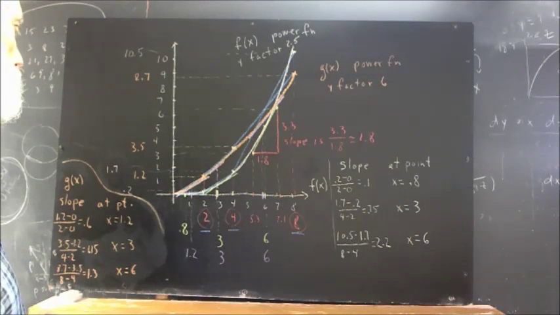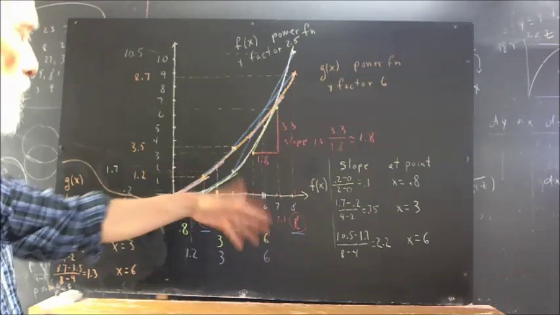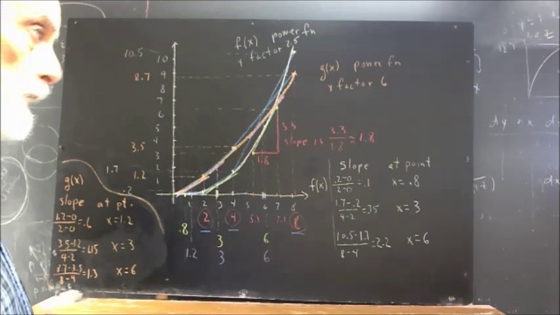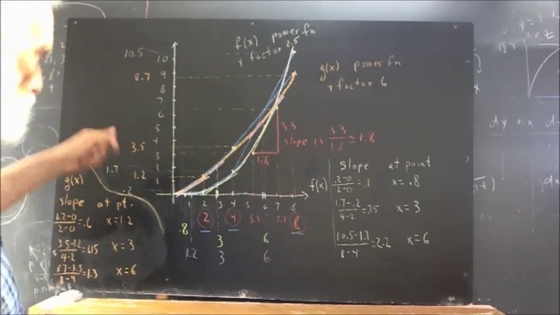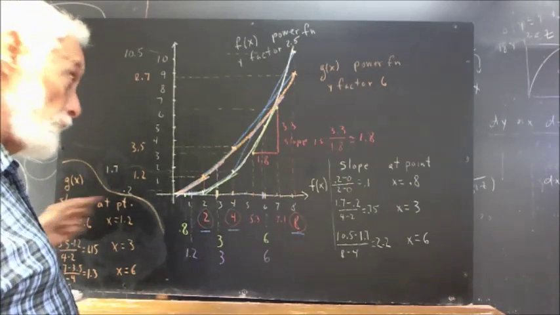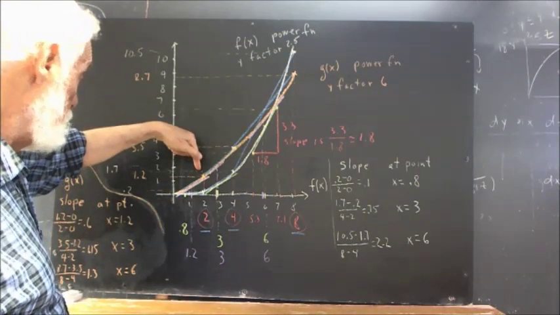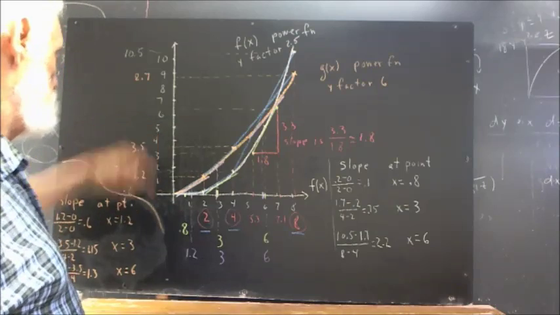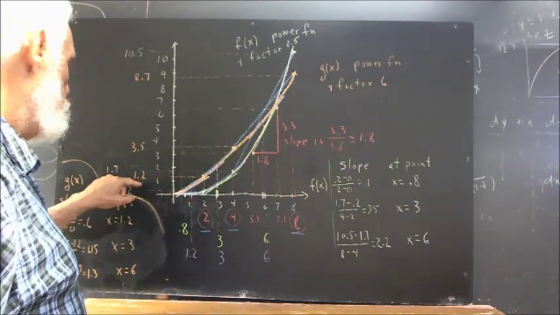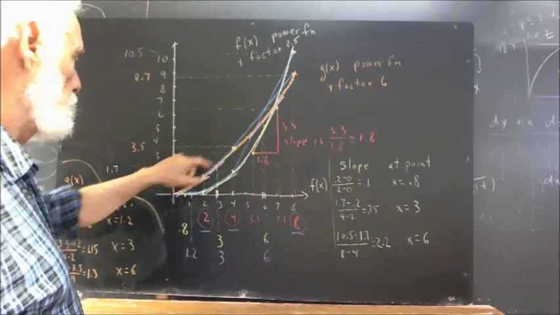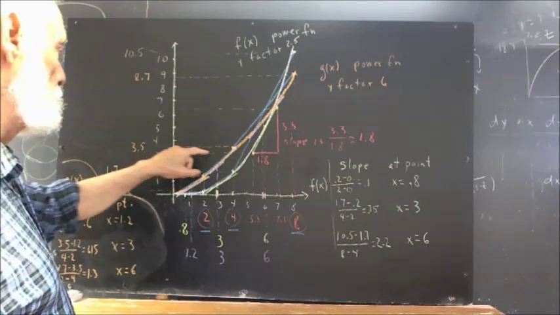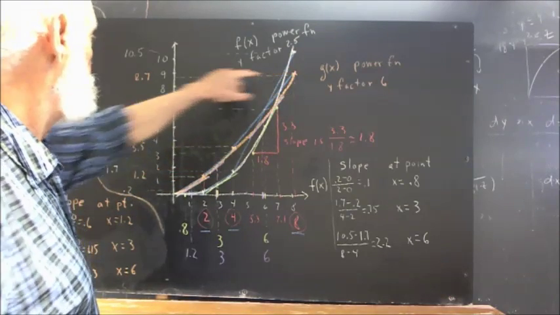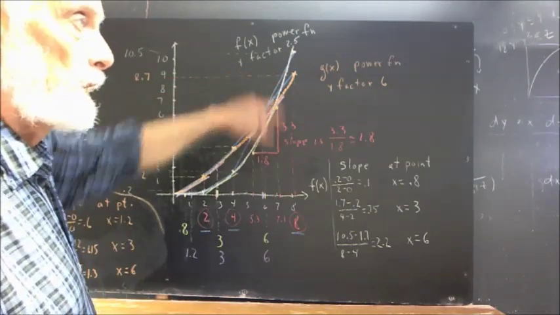And of course, the graph was constructed before I put a scale on anything. I didn't use any numbers to construct the graph. But having put the scale on it, now I've got 1.2 for the y-coordinate of this point, 3.5 for the y-coordinate of this point, and 8.7 for the y-coordinate of this point.